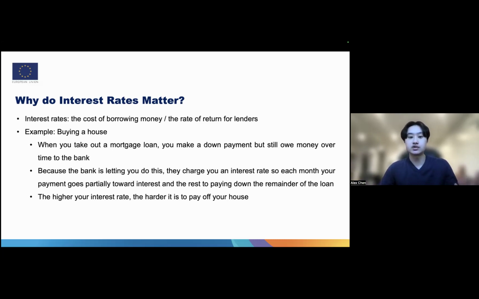And so the higher your interest rate is, the harder it is to pay off your house because your monthly interest payments are higher, right? One thing that can get overlooked is that during the financial crisis, 2008, 2009, a lot of people got in trouble because they had floating interest rates, where interest rates were lower for the first few years of their mortgage loan, and then it spiked, right?